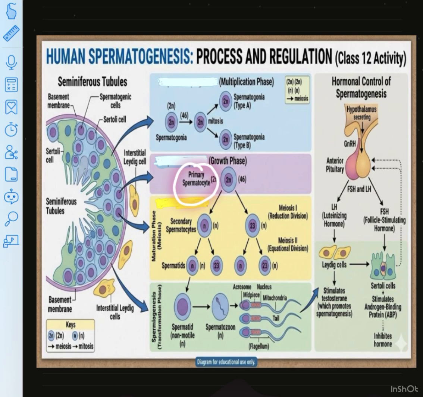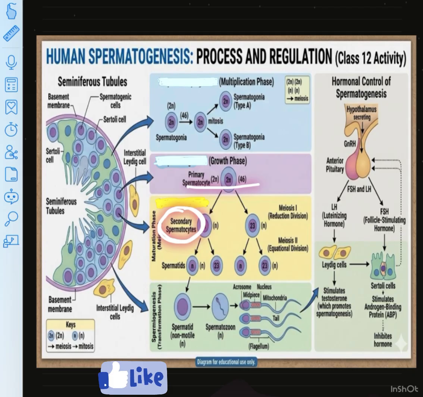Next phase. After the growth phase, the primary spermatocyte undergoes meiosis cell division. Meiosis means first meiosis and second meiosis. In meiosis 1, the primary spermatocyte with 2n chromosomes divides into two haploid cells, known as secondary spermatocytes. So the primary spermatocyte is diploid in nature, and the secondary spermatocyte is haploid in nature. In meiosis 1, as the chromosome number is reduced, it is known as reductional division.